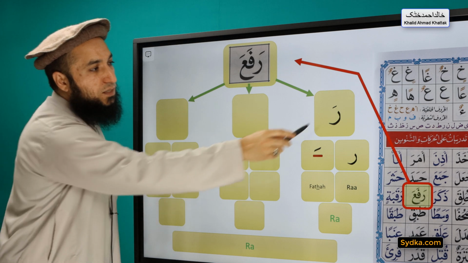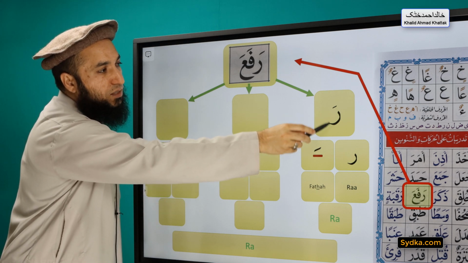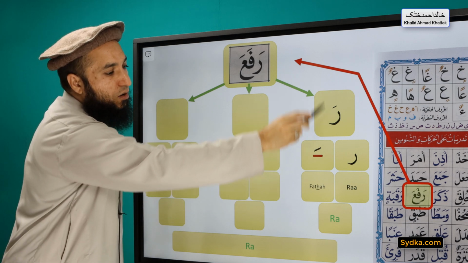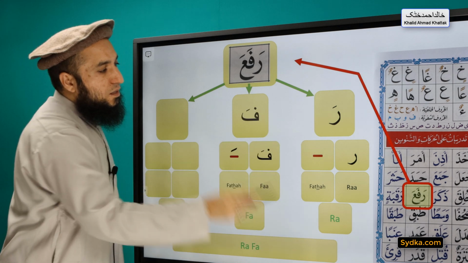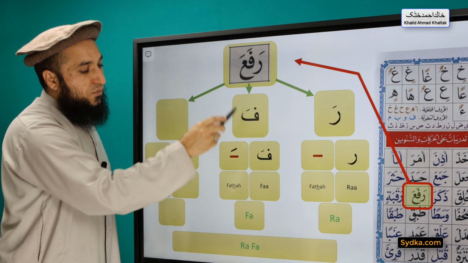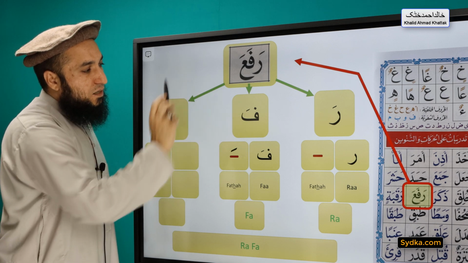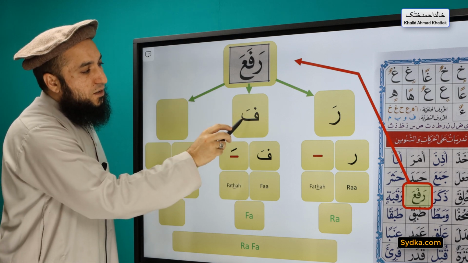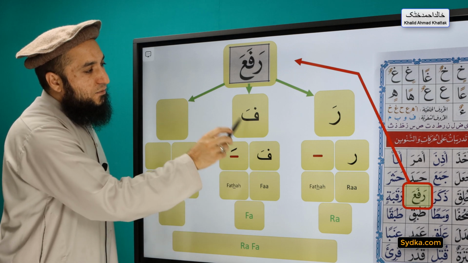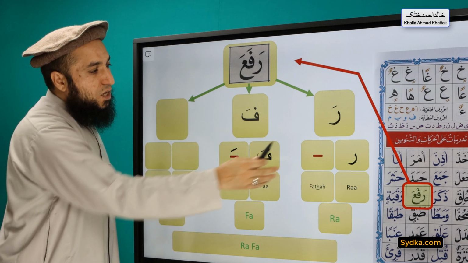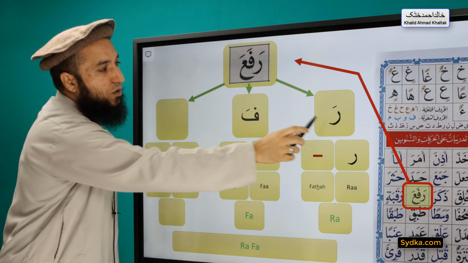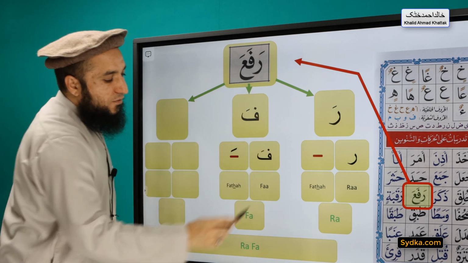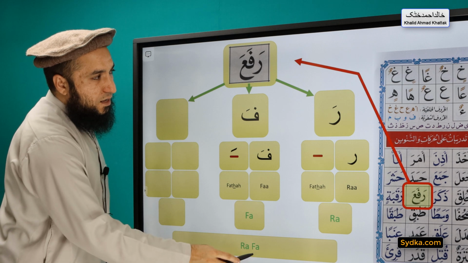So the next word we have is rafa'a, and it has 3 syllables. The first syllable is ra fatha ra, and ra is not silent and we have fatha. Ra fatha ra. The second syllable we have is fa fatha fa. Fa is not silent and we have fatha. Fa fatha fa. So now we combine these 2 and we have rafa, rafa.